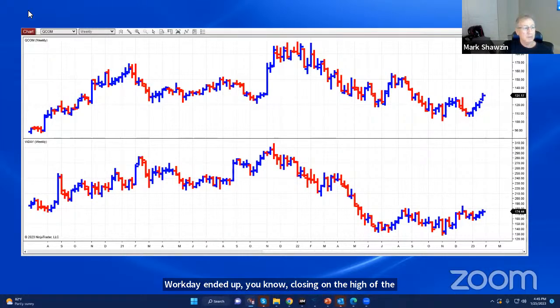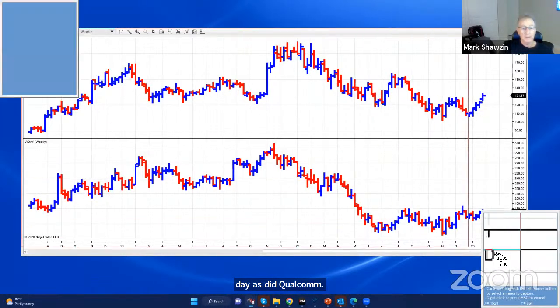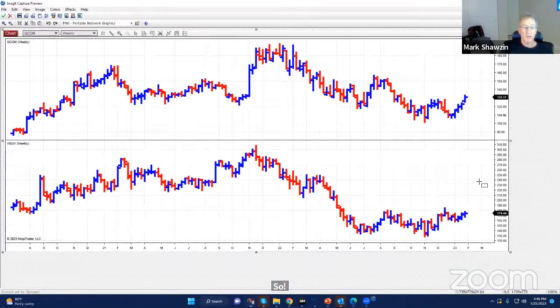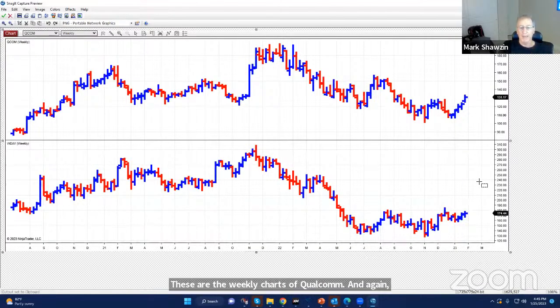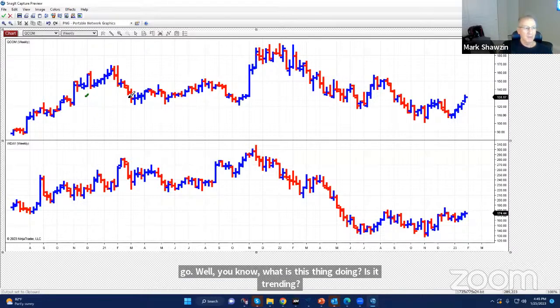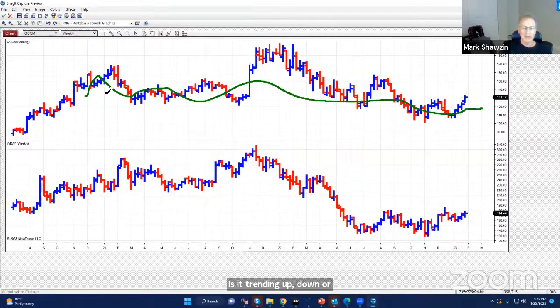So these are the weekly charts of Qualcomm. And again, it doesn't matter what the asset is. I apply the same kind of analysis. First thing I do is I open up a chart. I go, well, what is this thing doing? Is it trending? Is it trending up, down, or sideways? And basically, this has been very sideways for the last year, but there have been moves up and moves down.